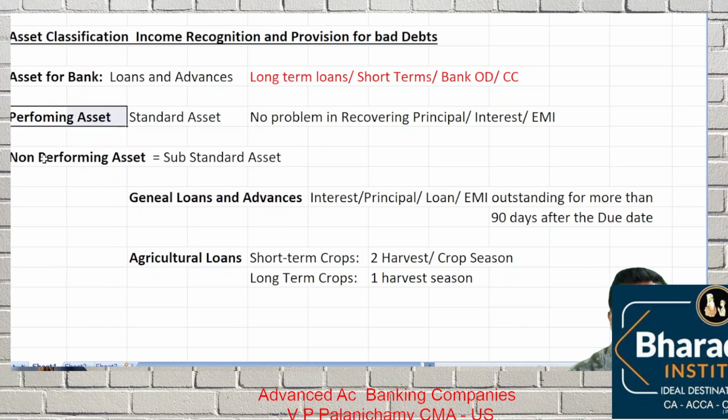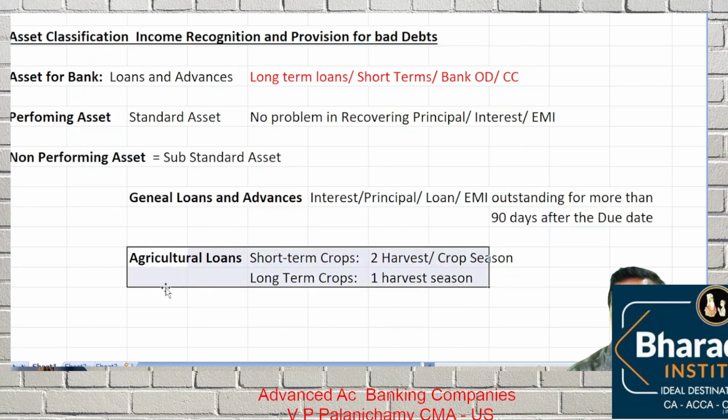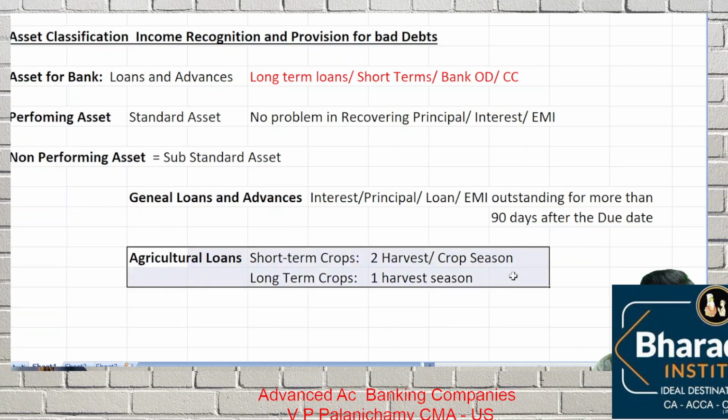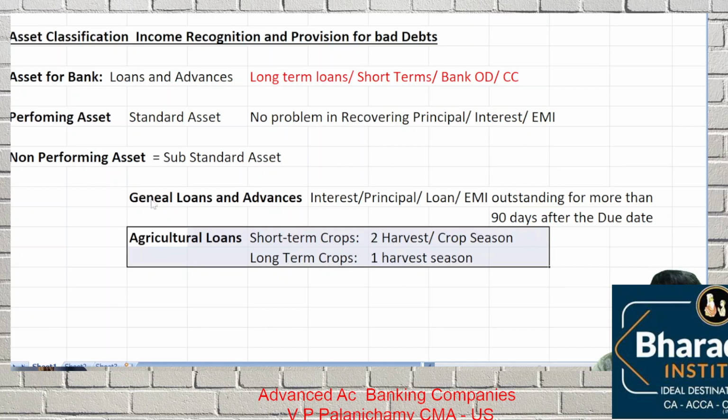So performing asset, there is no problem in recovery. Non-performing assets are substandard assets. For general loans and advances, you wait for 90 days from the due date of payment, then you classify them into non-performing asset. Agricultural loans, for short-term crops, wait for 2 harvest seasons. For long-term crops, wait for 1 harvest season. If the customer has not paid, then you classify them into non-performing assets.